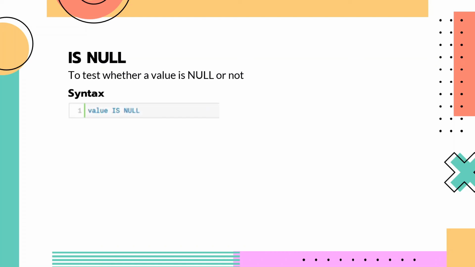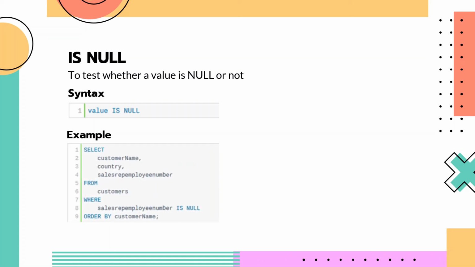And the last is the IS NULL operator. This operator is used to test whether a value is null or not. The syntax is value IS NULL. If the value is null, the expression returns true, otherwise it returns false. On the left side, this image illustrates an example of using the IS NULL operator. Select customerName, country, salesRepEmployeeNumber from customers where salesRepEmployeeNumber IS NULL order by customerName.